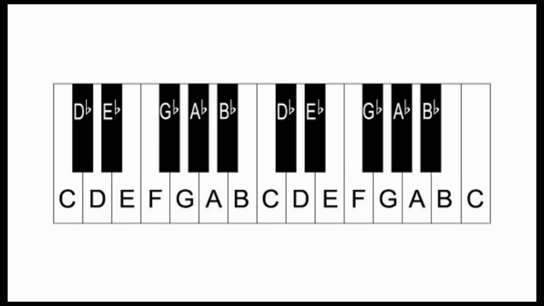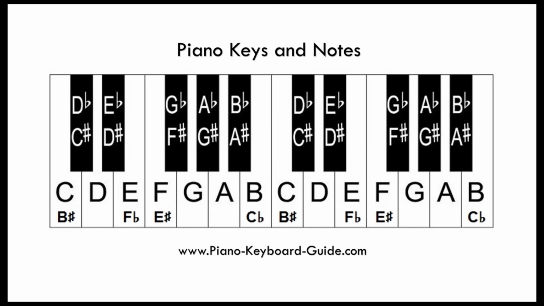G flat means to play the note that is a half step lower than G. On piano, you simply play the key that is to the immediate left of G. Usually, a small letter b is used to represent the flat sign when typing or writing. For instance, instead of typing D flat like this, you can simply type this. Diagram of piano keys and notes.